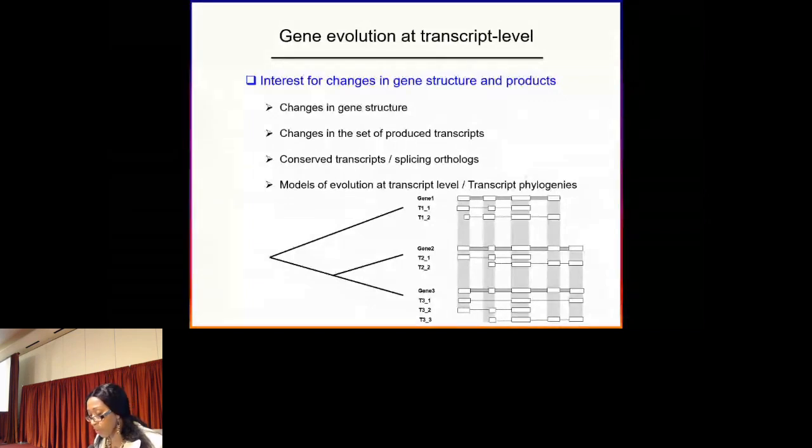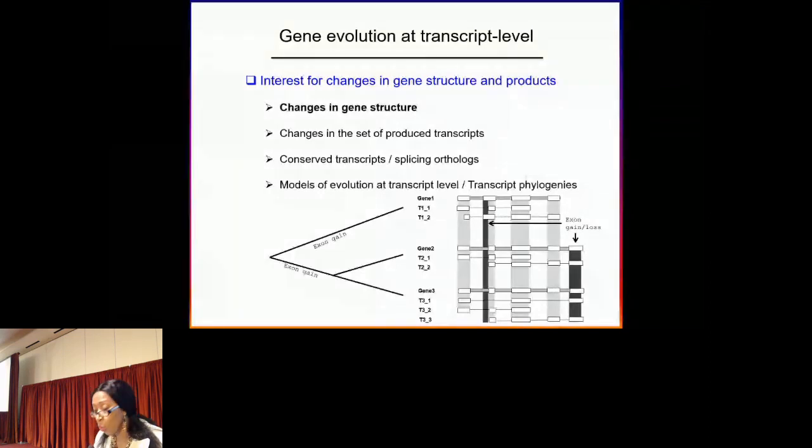So for instance, here I've represented a gene tree. It's a toy example of a gene tree, gene 1, gene 2, gene 3, with the transcripts and the exon composition of these transcripts. And the changes in exon structure will be, for instance, interesting events like the gain of exons, the loss of exons, the gain of introns, the loss of introns. So for instance, here we can see that gene 2 and gene 3 have an additional exon at the end that is not shared with gene 1.